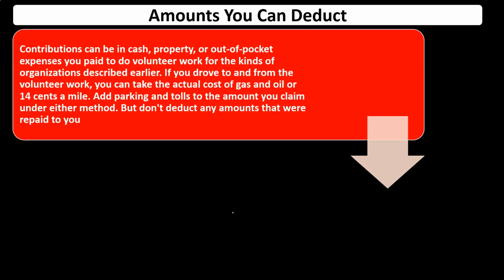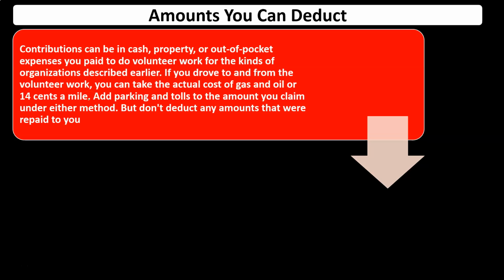Amounts you can deduct. Contributions can be in cash, property, or out-of-pocket expenses you paid to do volunteer work for the kinds of organizations described earlier. So obviously, if you pay cash, that would typically be deductible, but you might have property that's going to be transferred as well. It's going to be a little bit more difficult to figure out what the deduction should be, because you have to find the value of the property, but that could typically be done as well. If you drove to and from the volunteer work, you can take the actual cost of gas and oil, or 14 cents per mile.